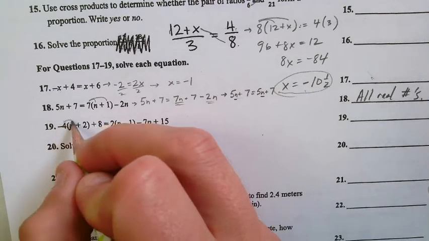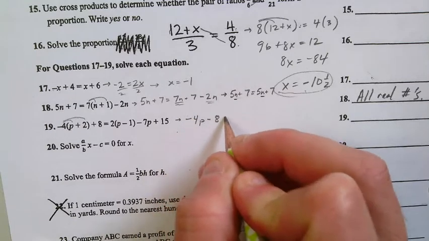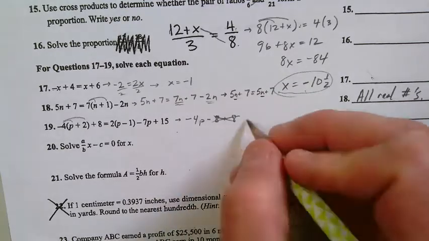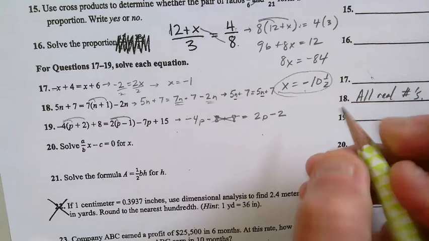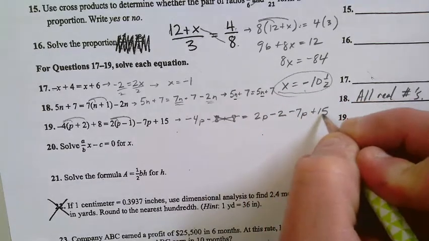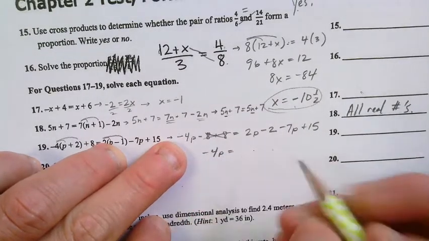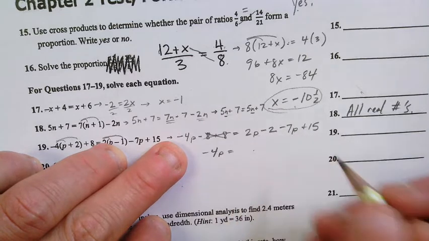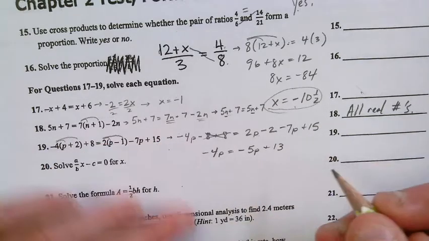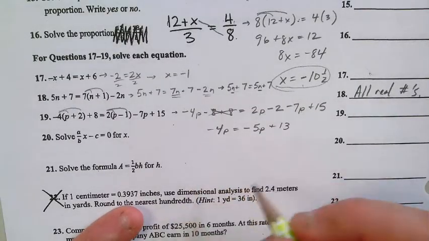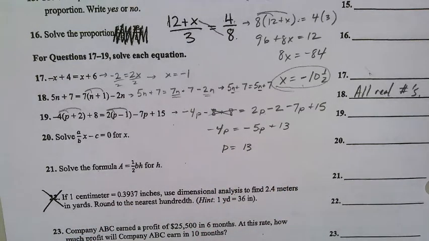On to number 19, if I distribute this, I end up with negative 4p minus 8 plus 8. They're going to cancel out. Is equal to 2p minus 2 minus 7p plus 15. Okay. Now over here, I've got negative 4p. Over here, I've got 2p minus 7p, so minus 5p when I bring those two together, plus 13, okay? So if I go ahead and add 5p to both sides, p ends up being equal to 13, okay?